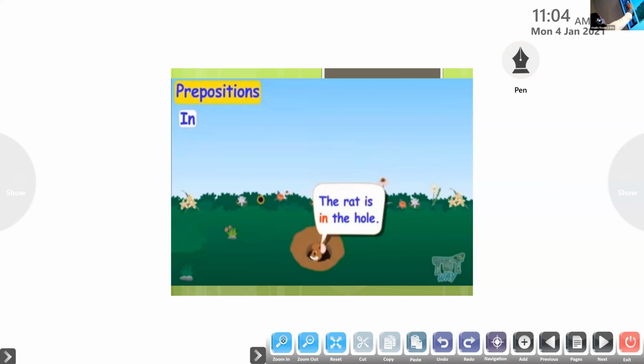In is a preposition of place which tells about the position. It tells about the position where the rat is. Where is the rat, children? The rat is in the hole. It tells about the position. Where is the rat? The rat is in the hole.